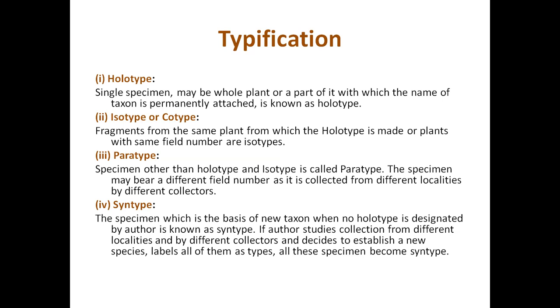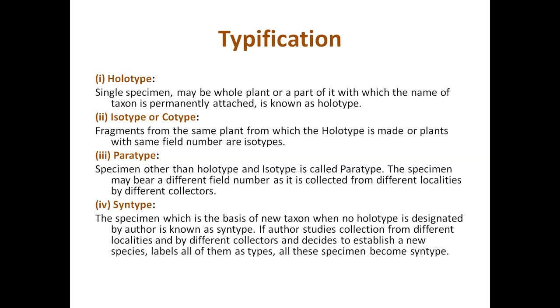And paratype. Next one, the specimen other than holotype and isotype is called as paratype. The specimen may bear a different field number as it is collected from different localities by different collectors. So here holotype and isotype are denoted by the same field number as they are collected from the same plant, from the same area. But paratype is a duplicate of holotype, but it is collected from different areas and it might be collected by a different collector. So the field number is different for the paratype.